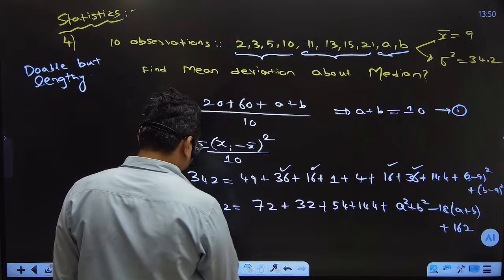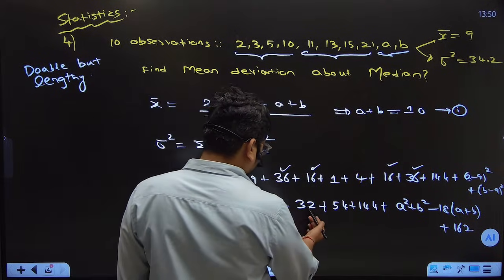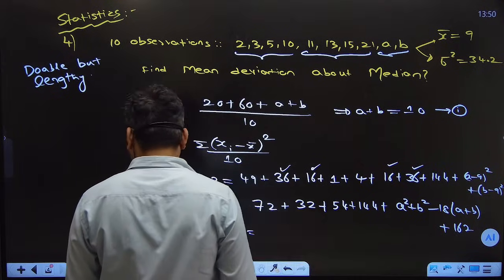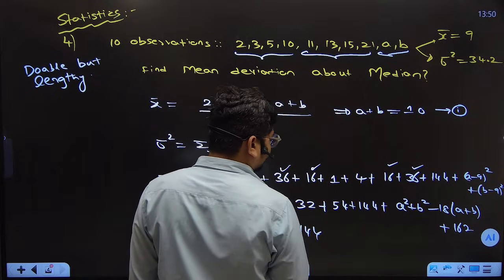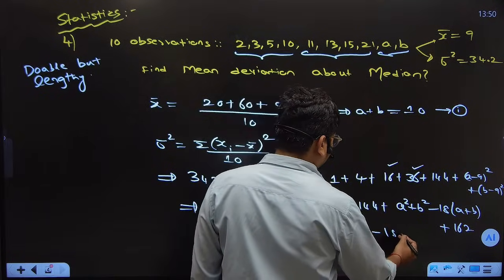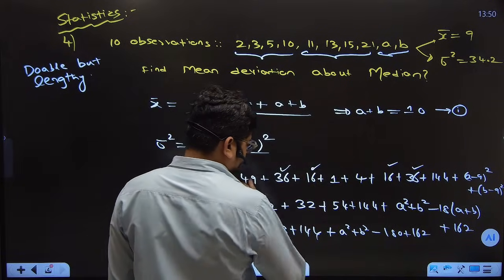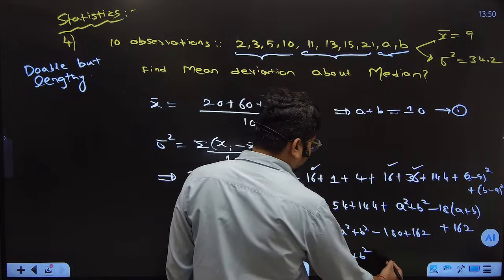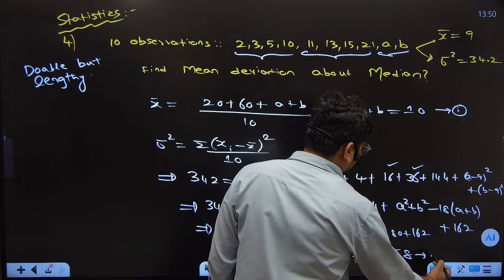Let me do one more step of simplification. So 158 plus another 144 plus A square plus B square minus 180 plus 162, right? If you simplify this, you'll get the equation at the end as something like 58. This is the second equation.